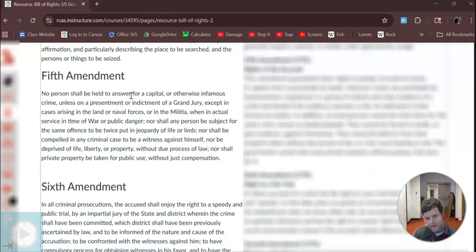But now the Fifth Amendment is on the rights of the accused. No person shall be held to answer for capital or otherwise infamous crime unless presented on indictment of a grand jury, except in cases arising in the land or naval forces or in the militia, when in actual service in time of war or public danger. Nor shall any person be subject for the same offense to be twice put in jeopardy of life or limb, nor shall be compelled in any criminal case to be a witness against himself, nor be deprived of life, liberty, or property without due process of law, nor shall private property be taken for public use without just compensation.